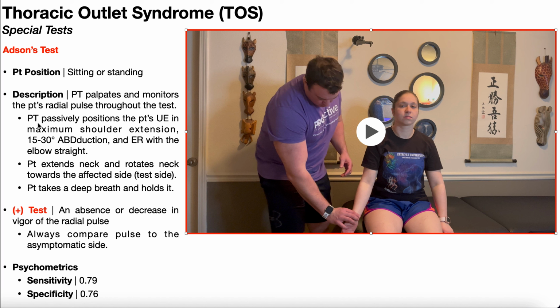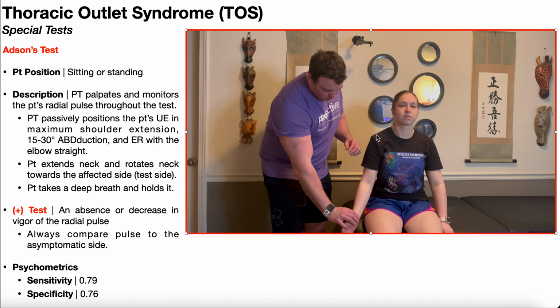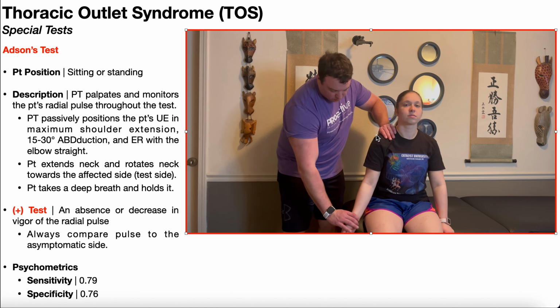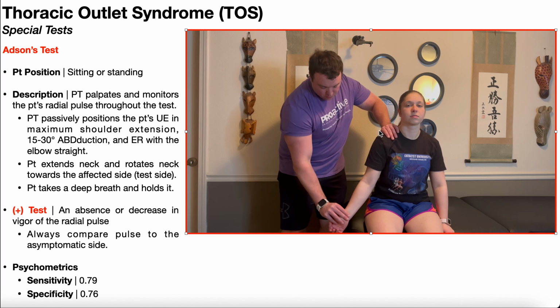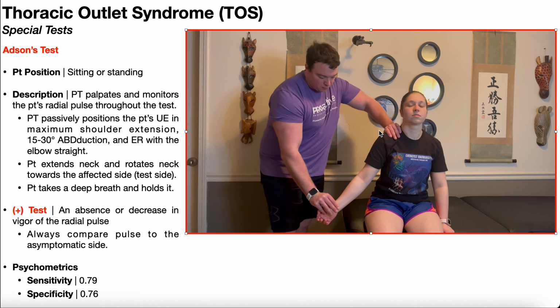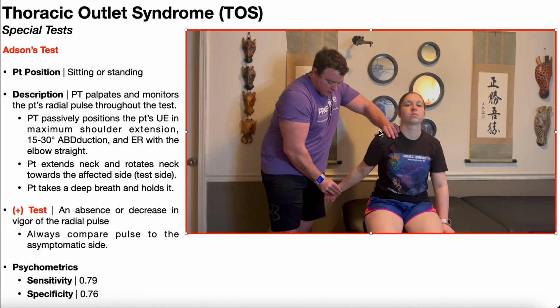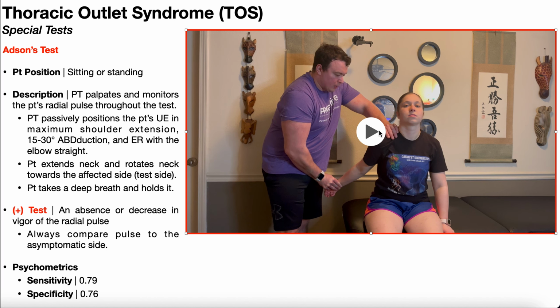From here, the PT is going to passively position the patient's upper extremity in maximal shoulder extension, about 15 to 30 degrees of shoulder abduction, and then external rotation with the elbow straight. So let's get that position right here. External rotation is with the palm facing forward. There's the abduction of the shoulder, and then bringing it back to shoulder extension.